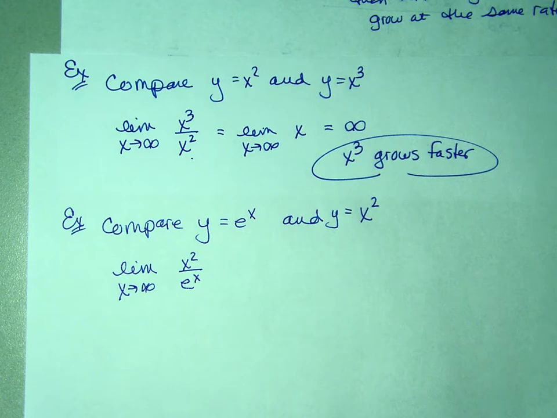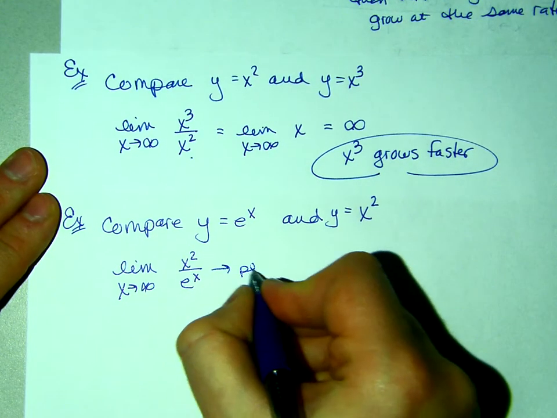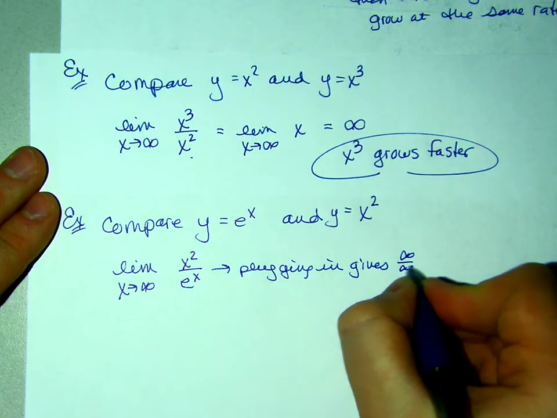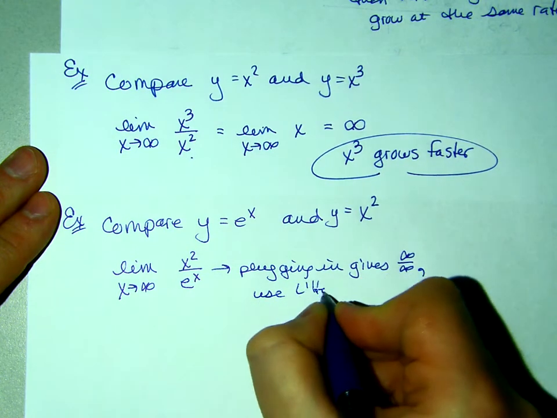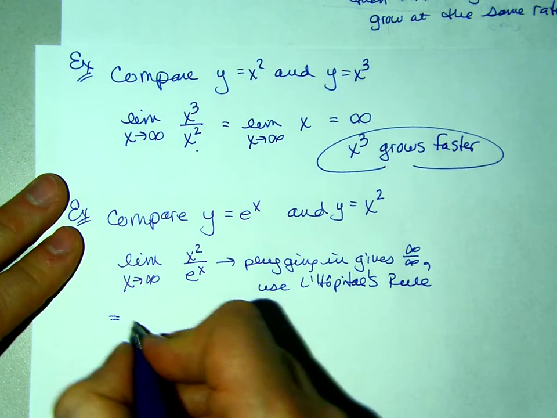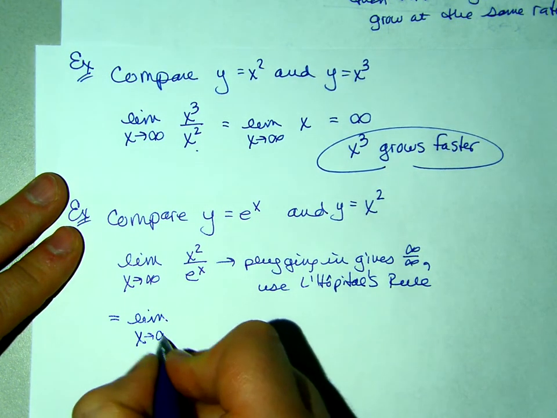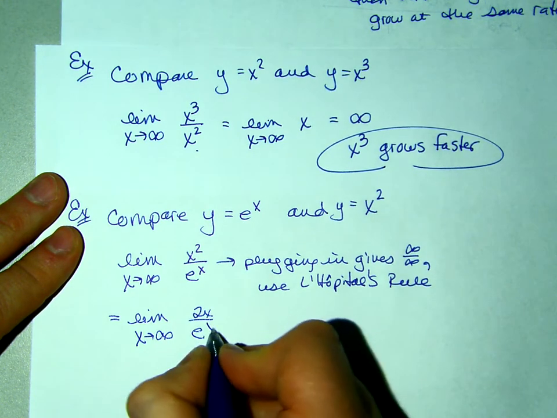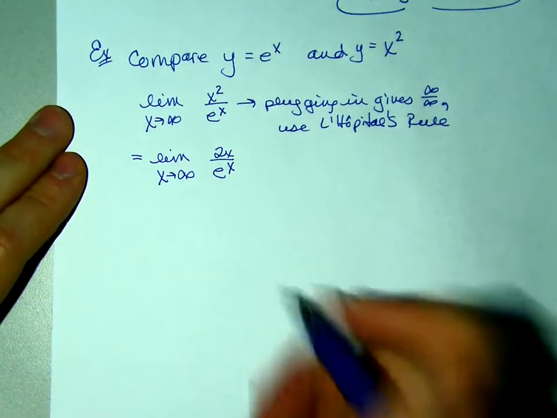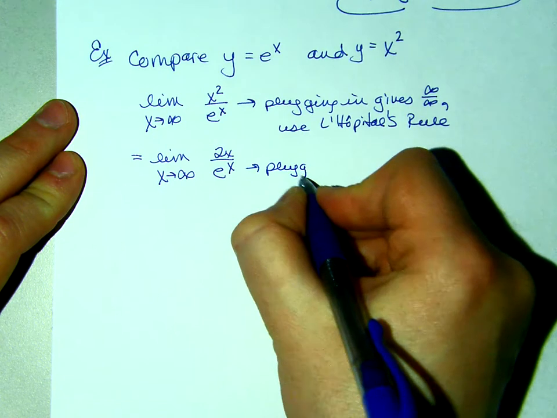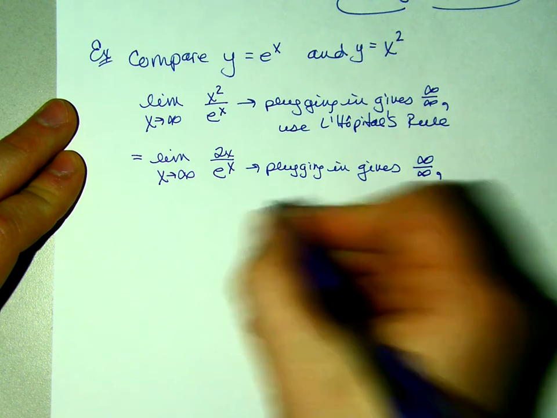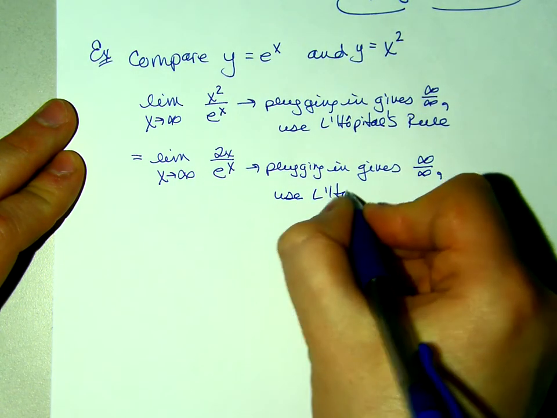So what do we have to do? L'Hopital's rule. So, plugging in gives infinity over infinity. Use L'Hopital's rule. I actually feel like we've done this exact same problem earlier today. You're going to use L'Hopital's rule. You're going to get 2x over e to the x. Do it again. Because plugging in gives infinity over infinity. We are going to once again use L'Hopital's rule.